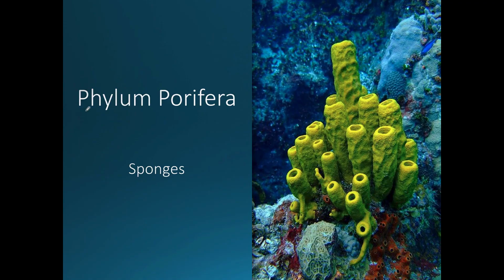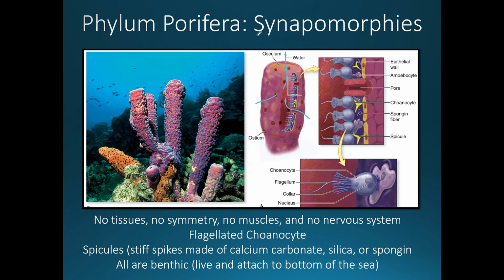We've probably talked about Porifera more than most of the phyla over the first few videos for animals. But remember, they include the sponges, as shown in this picture here. Some synapomorphies we've already talked about, but let's go ahead and talk about them again. Remember, the Porifera are the one phyla of animal that lacks some of the common features we see in all the other phyla. For instance, they don't have any tissues, they have no symmetry, no muscles, and they don't have a nervous system.